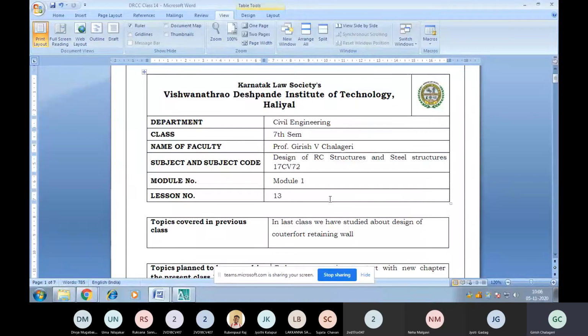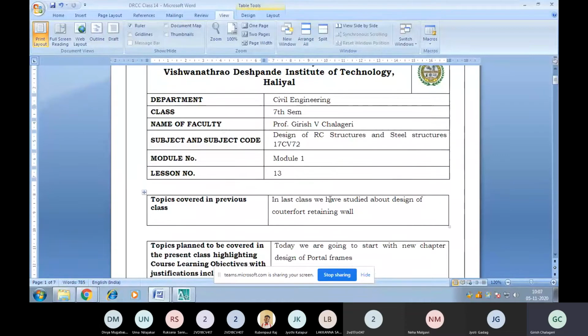In the last class, we studied the design of counterforts. In yesterday's class, we studied portal frames. A new chapter has been started, that is design of portal frames: the introduction, the components, the forces acting on portal frames, and the method of designing. Today, we are going to take one example and solve the portal frame so that it will be clear to you how a portal frame can be analyzed.